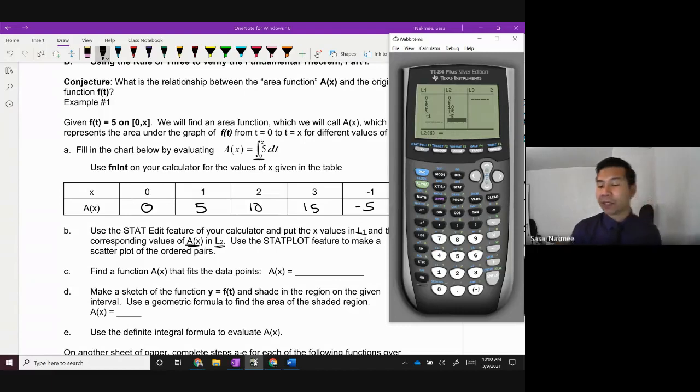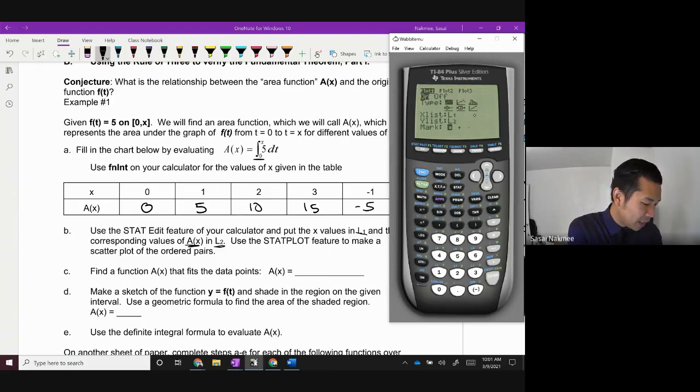With the stat plot feature, you can graph these points onto a scatter plot. Or dot plot. Is it a dot plot? No, it's a scatter plot. So I'm going to hit second and go up to stat plot, and I'm going to turn on plot 1.